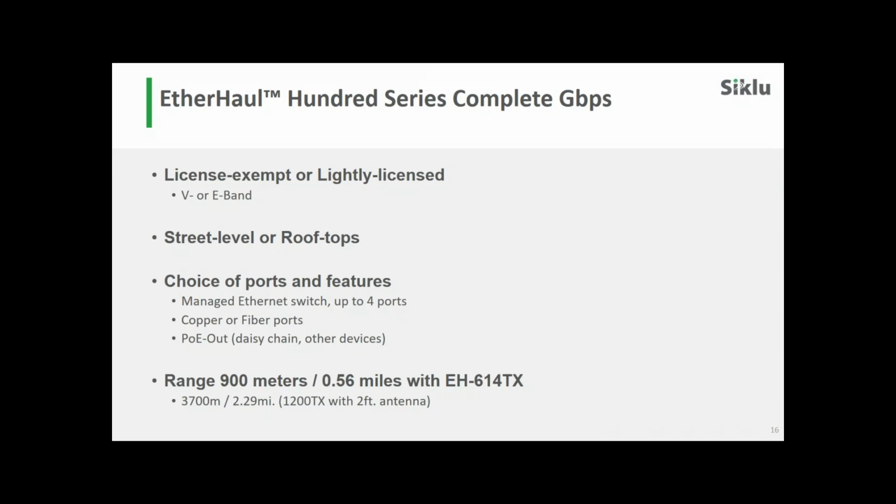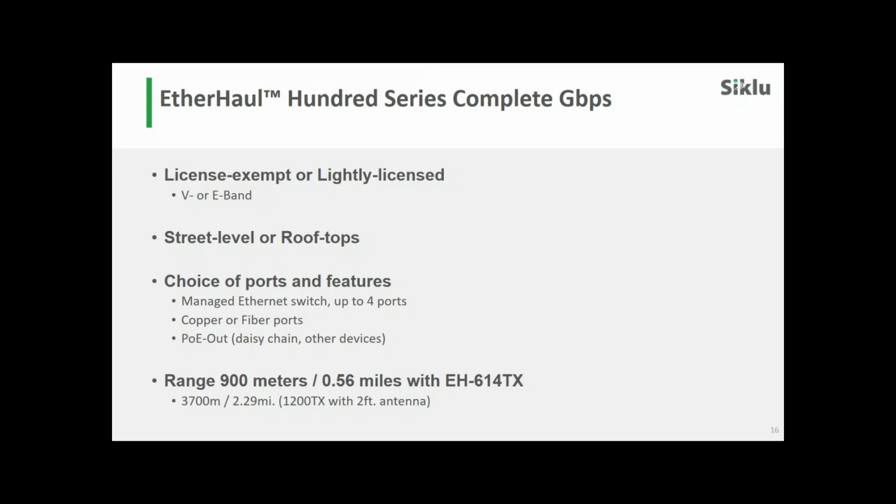So if we want to try to condense all of what the 100 series can do, it's basically a 1 gigabit series with lots of options in terms of license exempt and lightly licensed radios. It can go from the street level or the rooftop street level in V-Band, but rooftops E-Band and V-Band now with the 614 ability to go that much farther out.